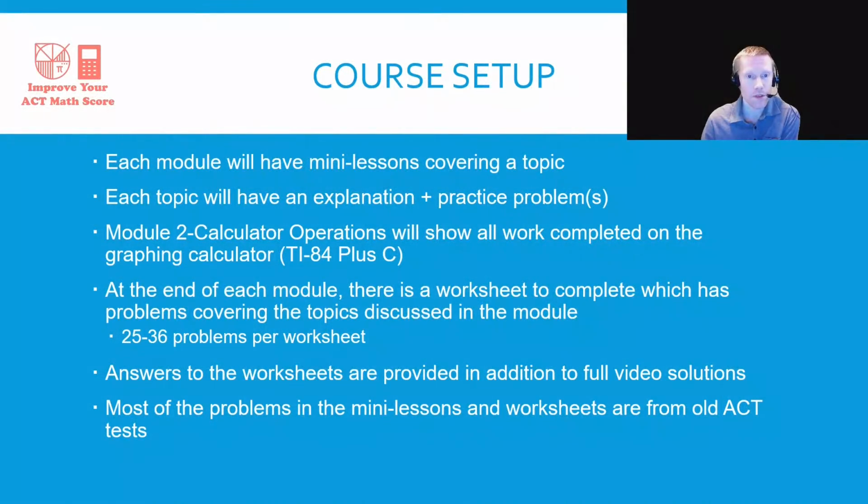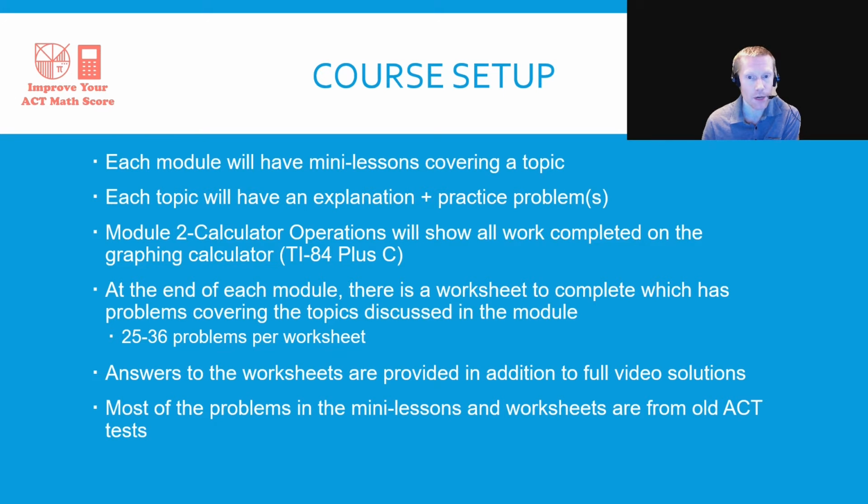Now, the way the course is set up is that there are 5 main modules like I just talked about, and within each of those modules, there are going to be mini lessons covering some specific topic, like say special right triangles, or solving a system of equations. Each of those mini lessons will then have an explanation related to it, whether that's a formula or written out steps to solve that particular type of problem. And in addition to that, almost all of the topics have practice problems with them as well.